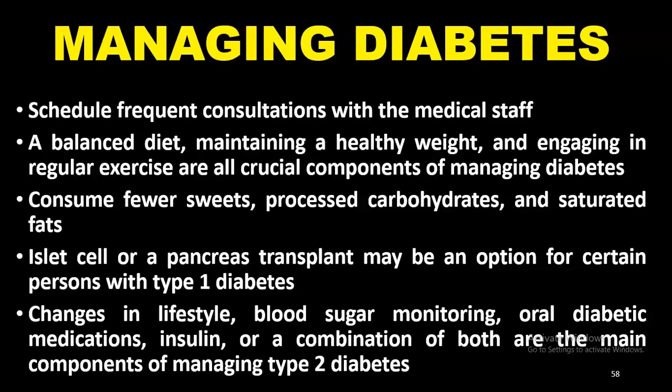Your blood sugar level is lowered by exercise by allowing sugar to enter your cells, where it is converted to energy. Your body becomes more insulin sensitive when you exercise. This indicates that less insulin is required by your body to deliver sugar to your cells.